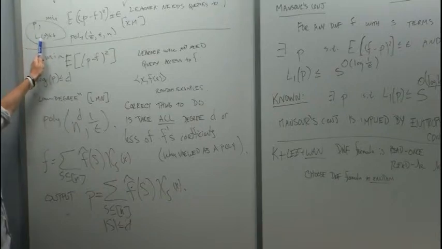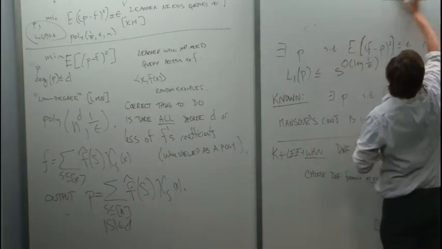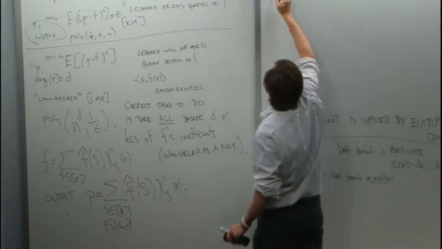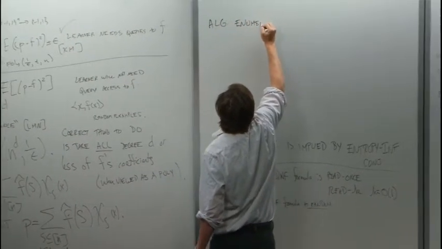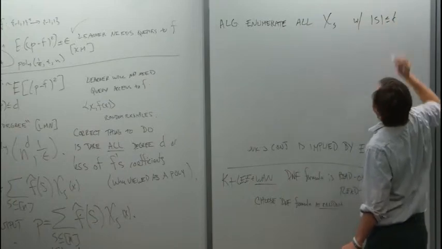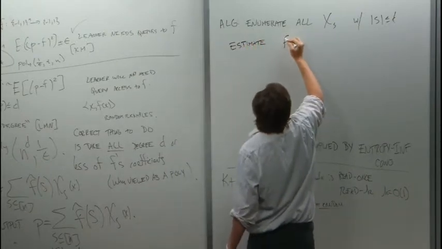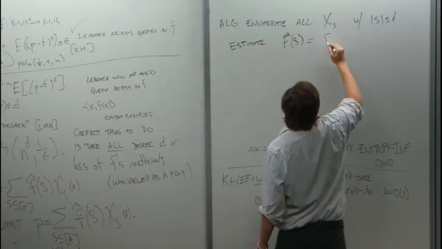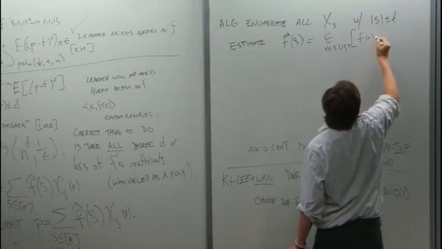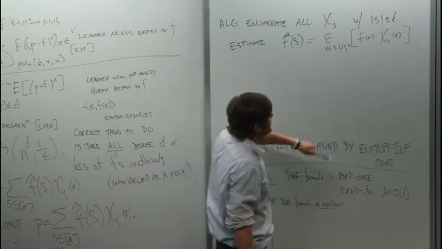In the case when the polynomial was sparse, we had to do this searching over prefixes of coefficients. Here, the algorithm is simpler. We will enumerate all monomials chi s with size of s at most d and estimate f hat of s. Remember that f hat of s equals the expectation of f of x times chi s of x. Given random examples, we don't need query access to f anymore.